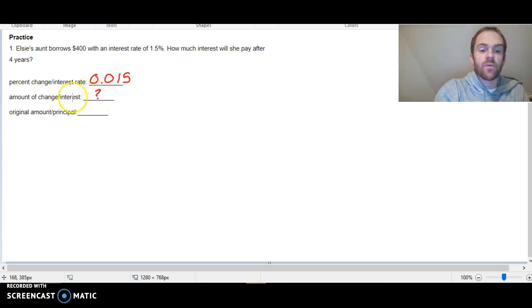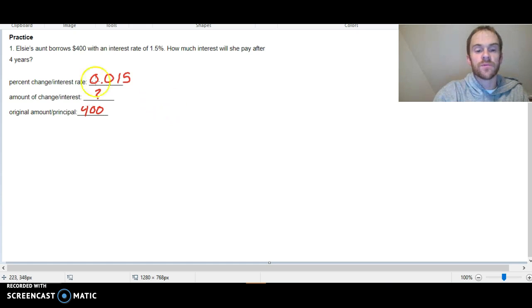Now remember that whatever we find for interest, that's for 1 year. So this question actually asks me how much will she pay after 4 years. So we just have to be aware that whatever we find here is just for 1 year. And then what is my original amount, or what's my principal? Well, Elsie's aunt borrows $400, so that's the starting amount on the loan. And then what happens is that the bank charges Elsie's aunt a little bit of money each year for her to borrow that $400. And so that's what we're trying to find out.